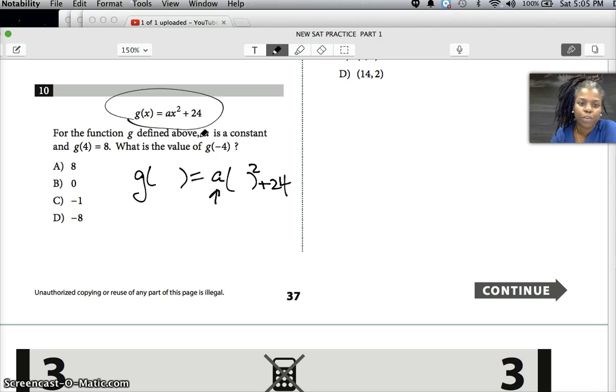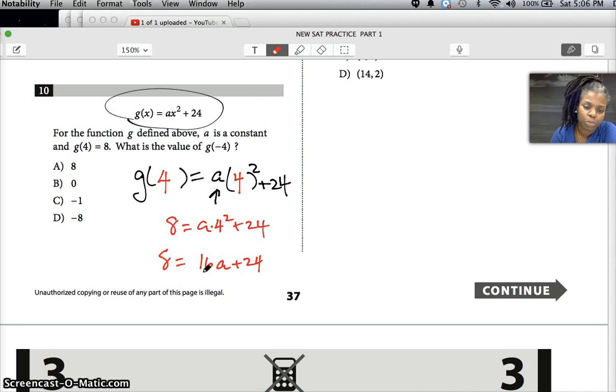And so they're telling us secretly, hey, this a is a constant, it's a regular number, and if you were to put 4 right here, let me use a colored pen. If you were to put 4 here, this whole thing, g of 4, would equal 8, meaning 8 would equal a times 4 quantity squared plus 24. This is multiplication. So what this is giving us is an opportunity to solve for that a value, right? So 8 is equal to 16. This 4 squared, this little 2 only deals with the 4. It doesn't deal with the 8. So it's 4 squared times a plus 24.